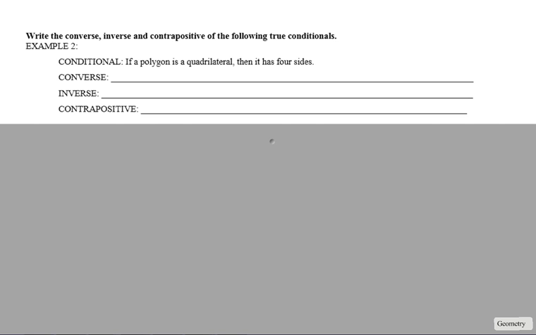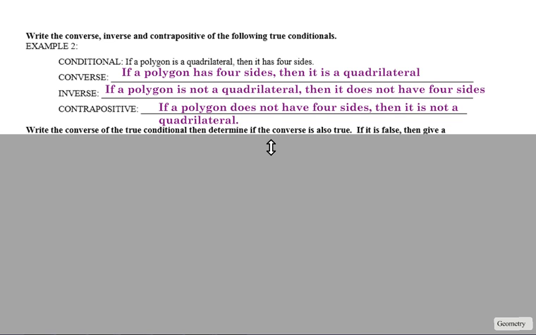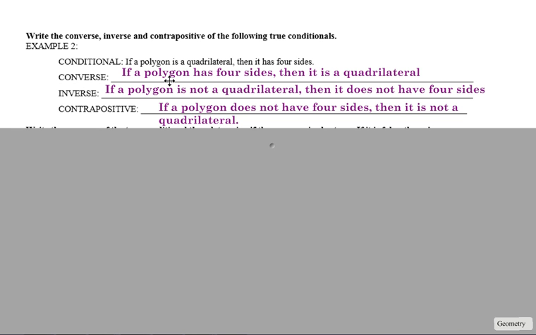Okay, so now that we have all of our definitions down and we've applied each one of them, I want you to take a second to figure out what the converse, inverse, and contrapositive of this original conditional is. Go ahead and pause the video because I'm going to pop all the answers up at one time. Okay, so for your converse, you should have had, if a polygon has 4 sides, then it is a quadrilateral. We have flipped our hypothesis and conclusion.